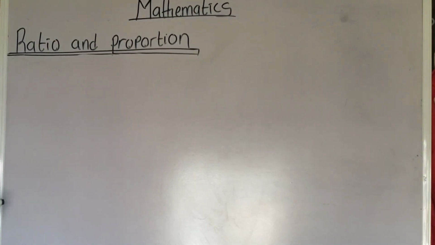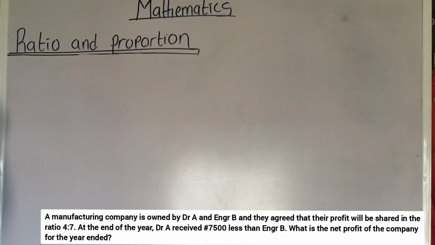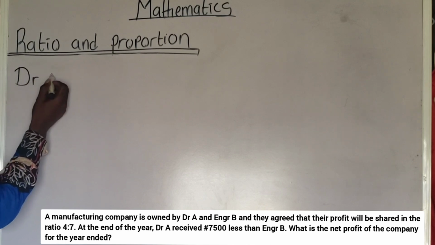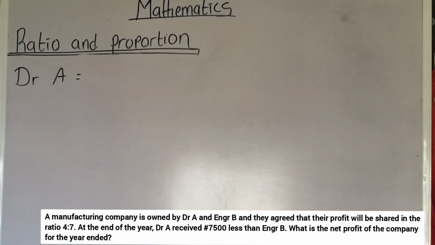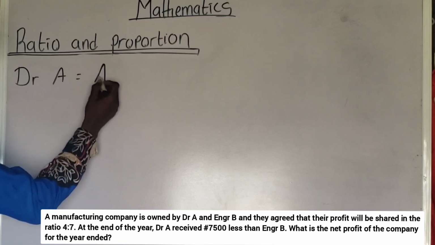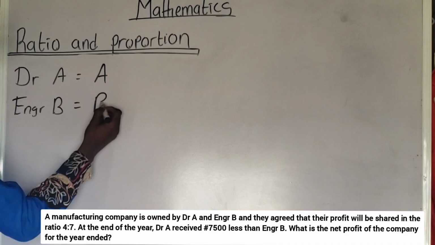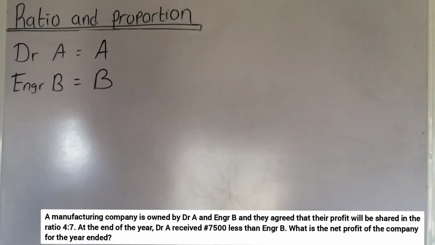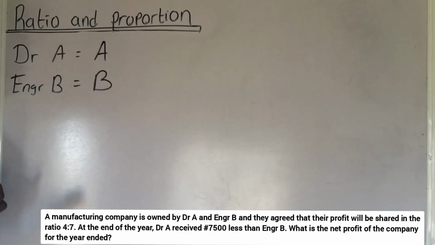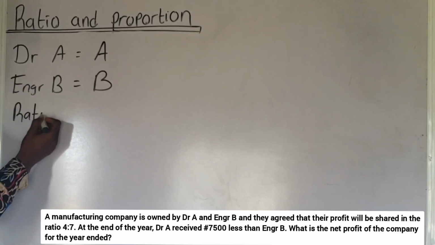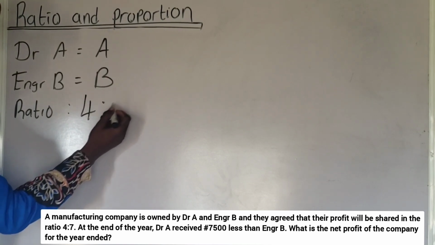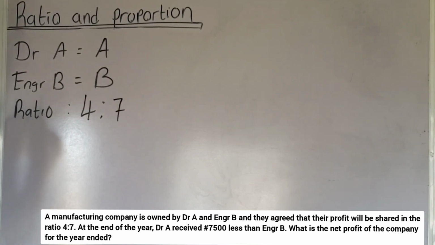We are given that a manufacturing company is owned by Dr. A and Engineer B. Now we have two people. Let the amount that Dr. A has be A. You understand? And Engineer B, let us represent it as B. Do you understand? Okay. The ratio which they agreed to share the net profit is 4:7. So the ratio is 4:7.